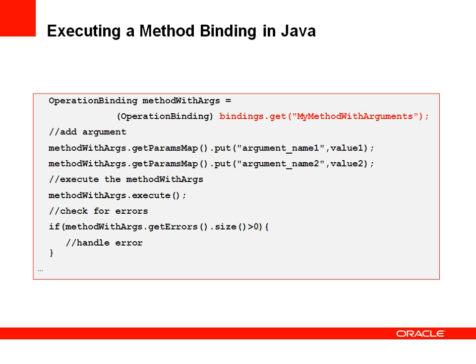Before you continue within the managed bean, you can call methodWithArgs.getErrors().size() to check if there's any problem with the execution of the method or the operation. If the method returns a value, then you could also say Object value equals methodWithArgs.execute. In this case, the object that you specify will hold the returned value. In my example, there's no value returned, but I'm checking for exceptions, for errors, and if there are errors that you might want to handle, then you do that in the if statement here.